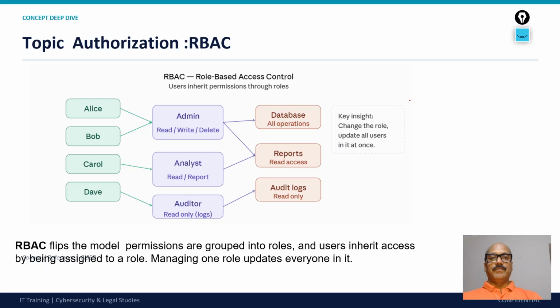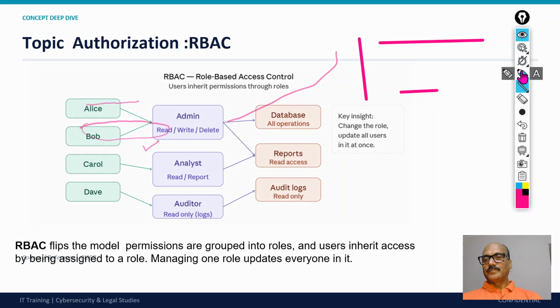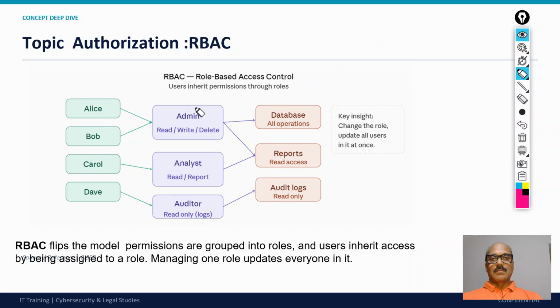Role-based access control is much more commonly used, as you can see here. Admin is a role. This role has these three types of permissions. Alice and Bob are the two users who are assigned to this role, and this role is linked to the database. So you can do all these operations, nothing but all operations.